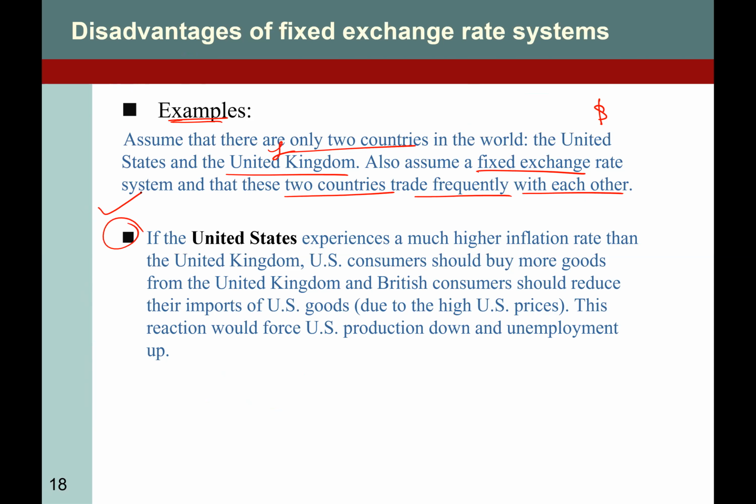Number one point, with respect to the US: if the US experiences a much higher inflation rate than the UK, US consumers should buy more goods from the UK.